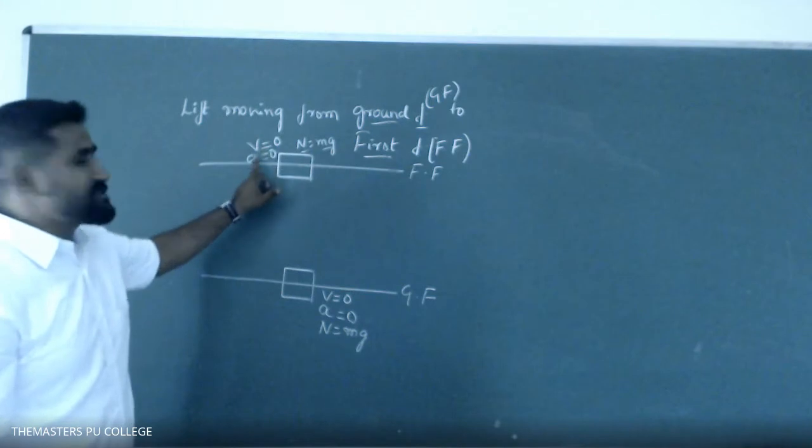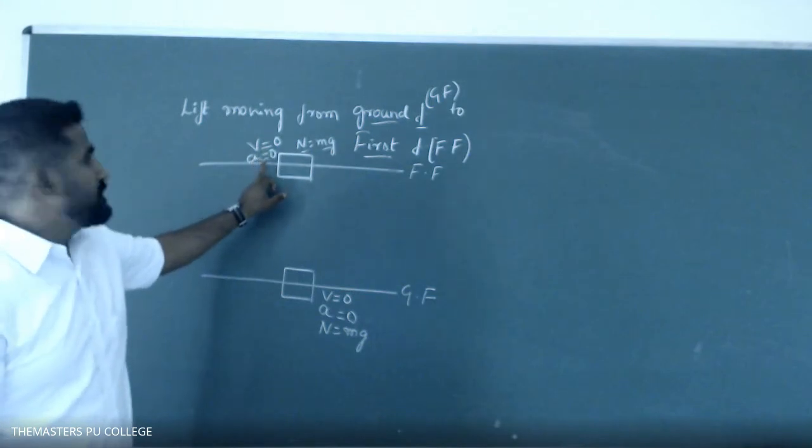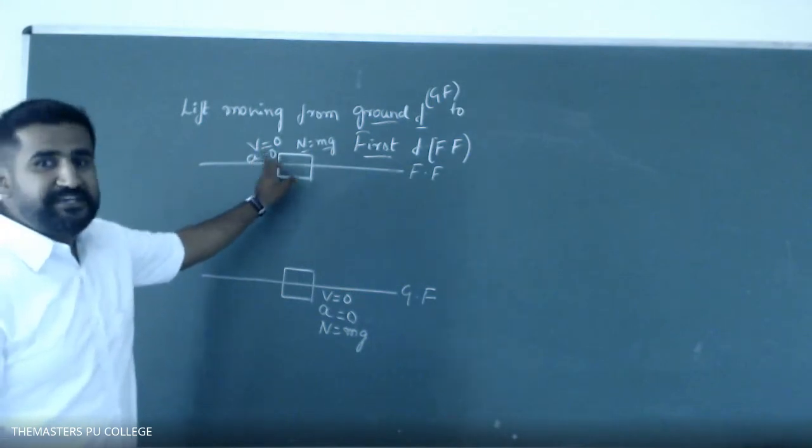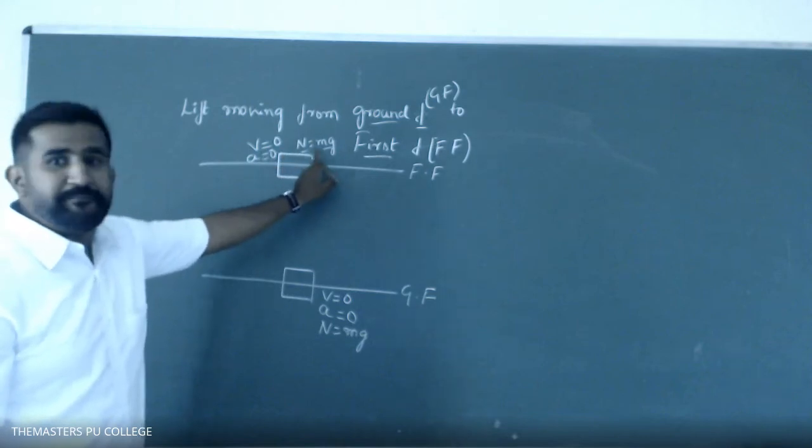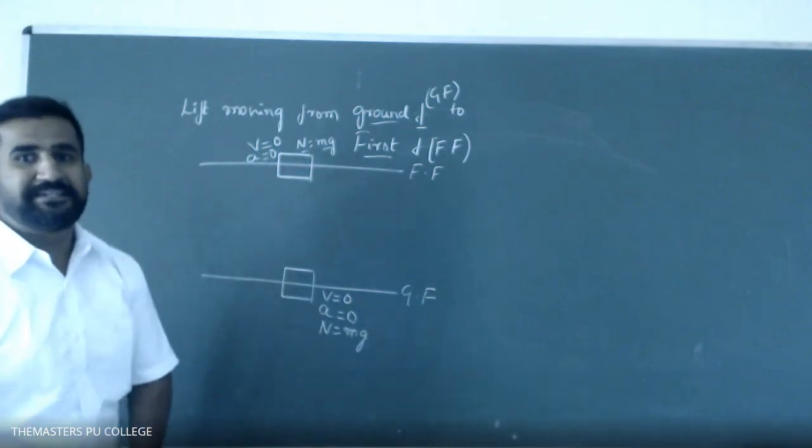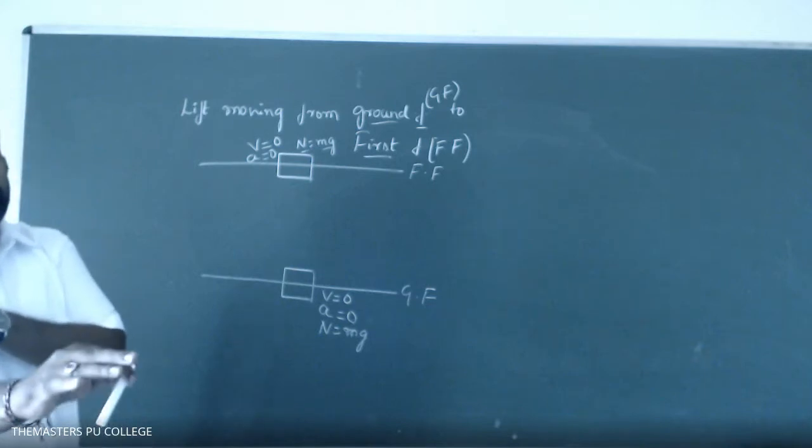At first floor, apparent velocity is equal to 0. Therefore, acceleration is equal to 0. If acceleration is equal to 0, apparent weight will be equal to true weight. Sir, done. First floor and ground floor are done.